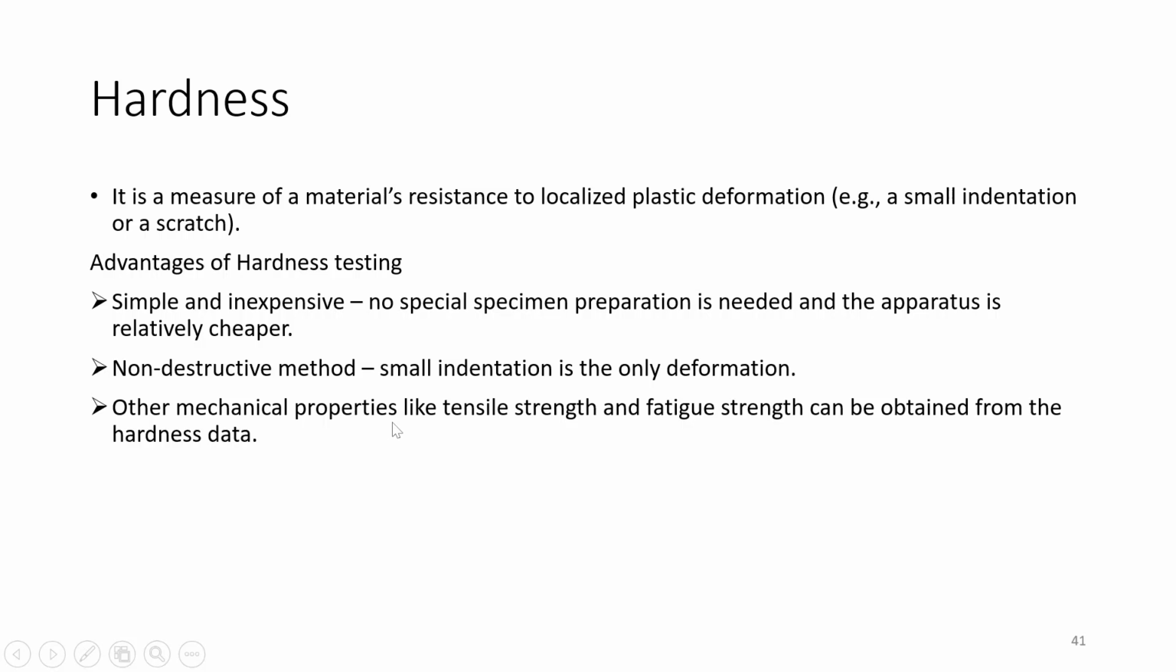Other mechanical properties like tensile strength and fatigue strength can be obtained from the hardness data. There are some empirical relationships between hardness and fatigue strength, and between hardness and ultimate tensile strength. For a particular material, for example brass and steel, these empirical relationships exist. So we can tell what will be the range of the tensile strength if we just measure the hardness of the material.